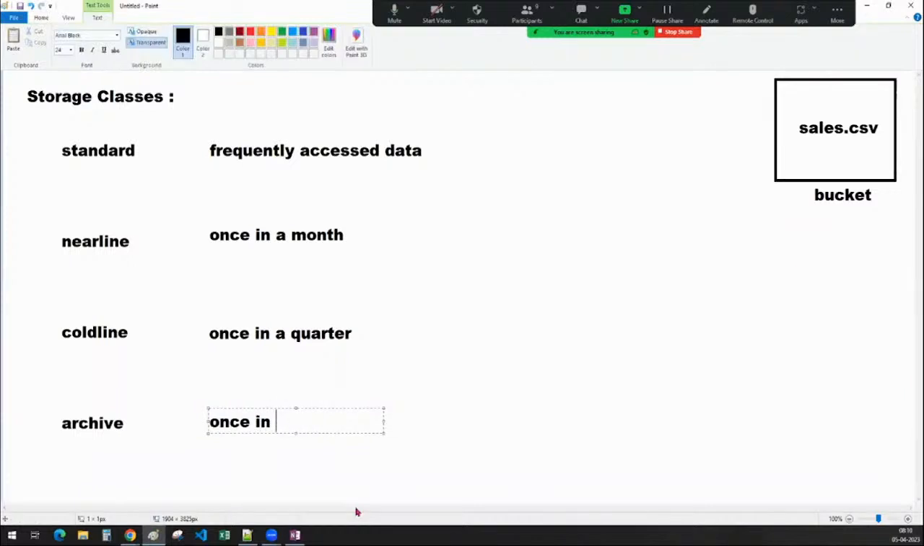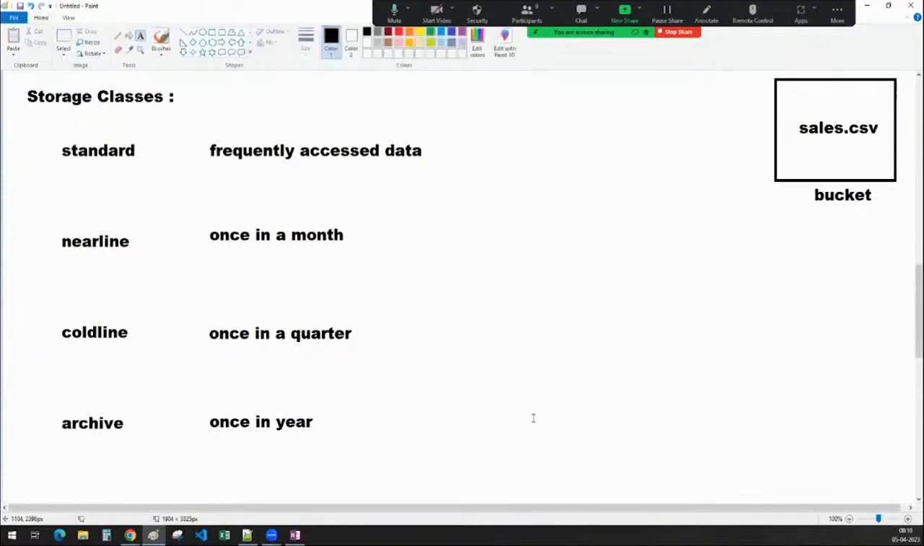What are the advantages that we are getting? I will tell you, sir, but just understand the concept. If you have files inside a bucket and you are accessing them frequently, you can select that bucket's storage class as standard. If you are not accessing it frequently, and only want to access it once in a month, you can select nearline as your storage class, or coldline for once in a quarter, and archive for once in a year. So this is all about storage classes, guys.